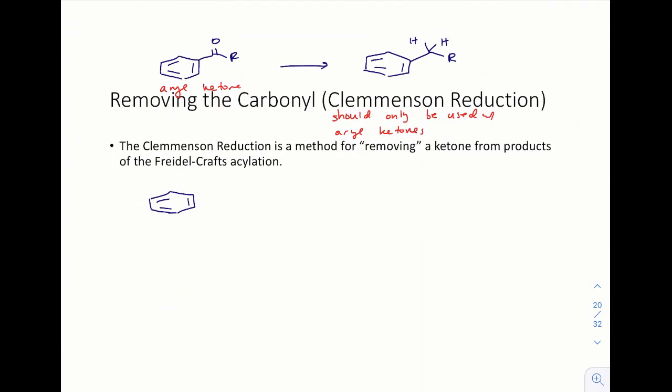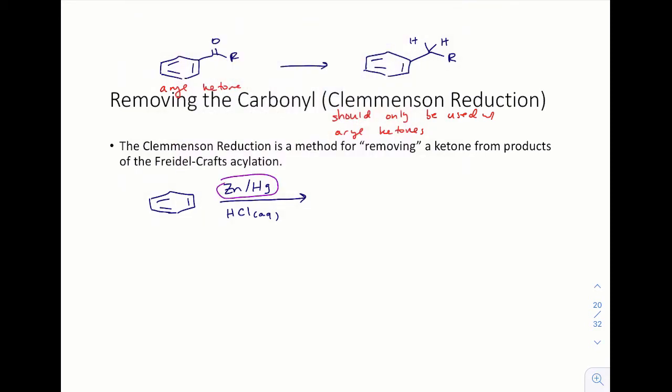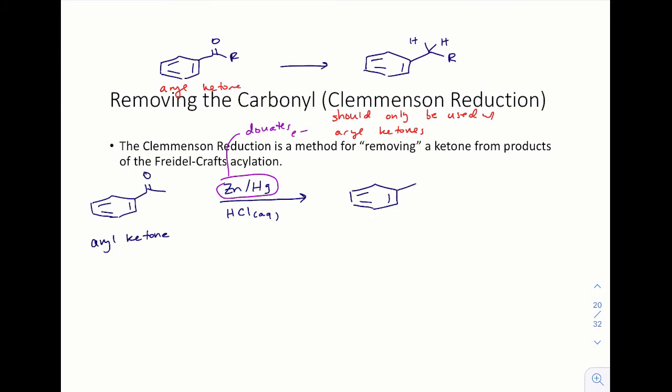So the Clemmensen reduction should be used exclusively with aryl ketones, and it occurs under acidic conditions in the presence of a metal reducing agent. That reducing agent could be zinc, and that zinc is a mixture with mercury, so it's called an amalgam. It's pretty cool. This reductant is just going to donate electrons, and the protons and the hydrogen atoms in the product are going to come from HCl.